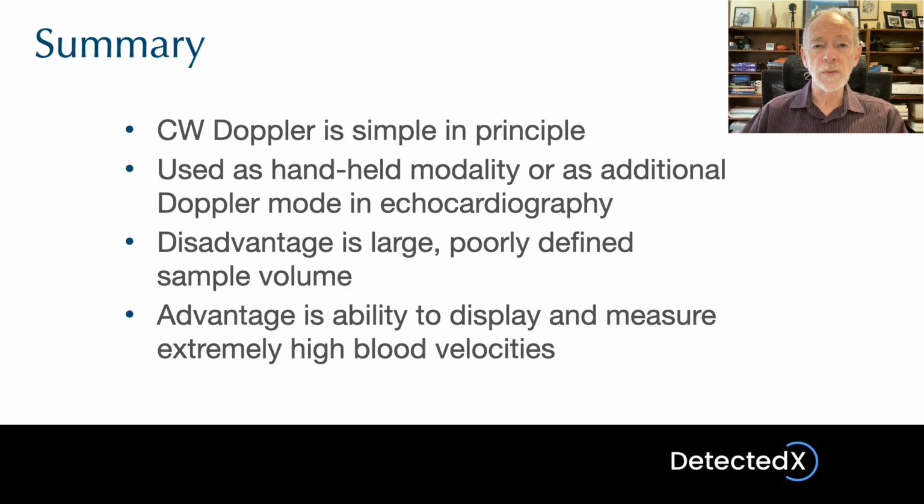The big advantage of CW Doppler, and the reason that this simple technology is still around, is its ability to display and measure extremely high velocities that pulse Doppler and color Doppler can't cope with.